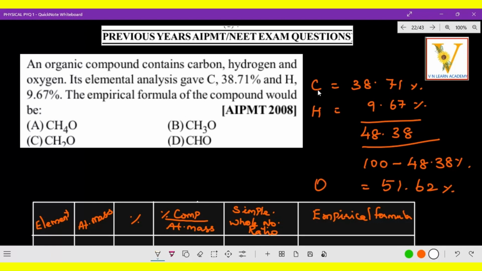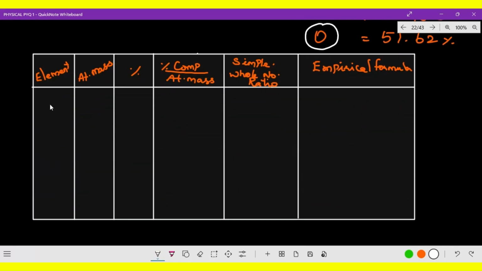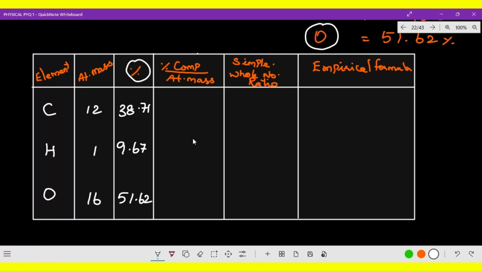Carbon and hydrogen were provided already, and oxygen we just got. Let me write the data in this column so that we can easily identify. The elements are carbon, hydrogen and oxygen. The atomic mass of carbon is 12, hydrogen is 1, and oxygen is 16. The percentages provided are 38.71 for carbon, 9.67 for hydrogen, and, as we just found, 51.62% for oxygen. Now we have to identify the percentage composition: percentage divided by atomic mass, so that you will get it.